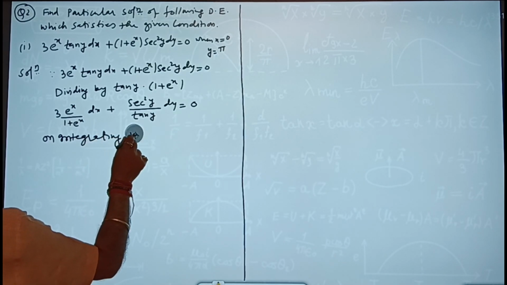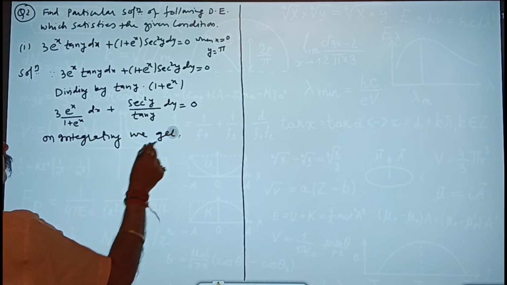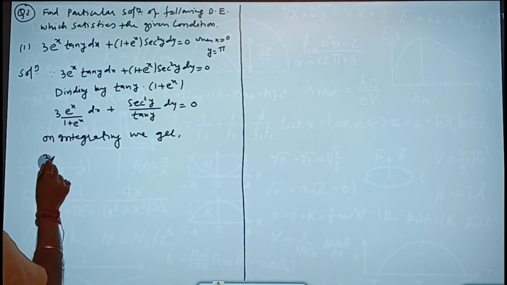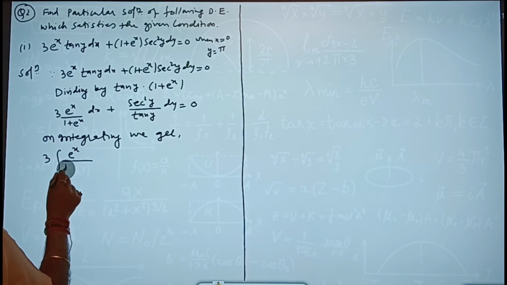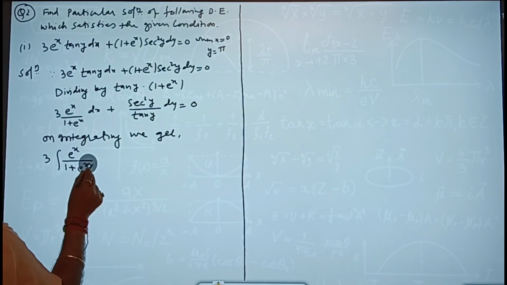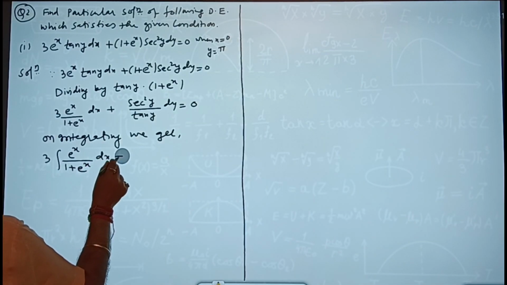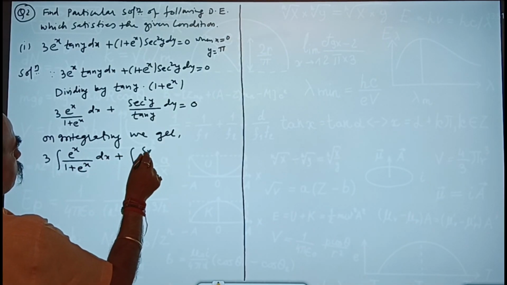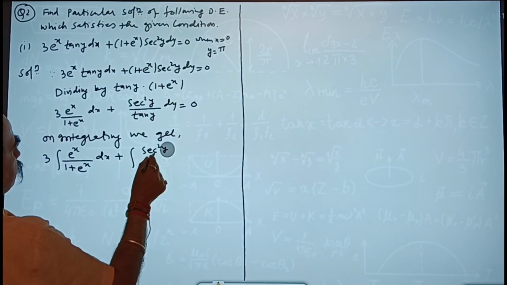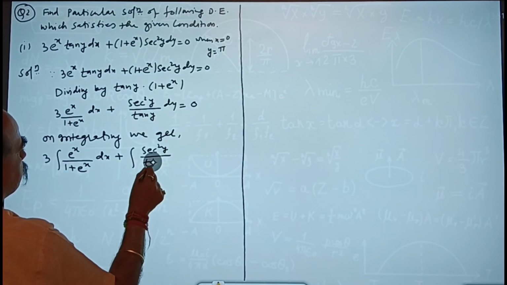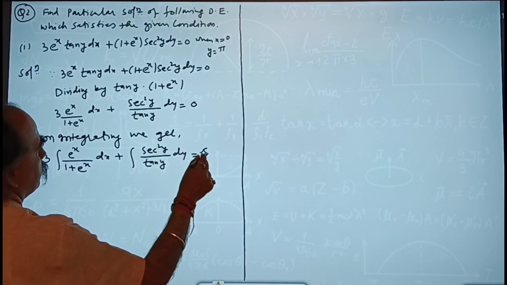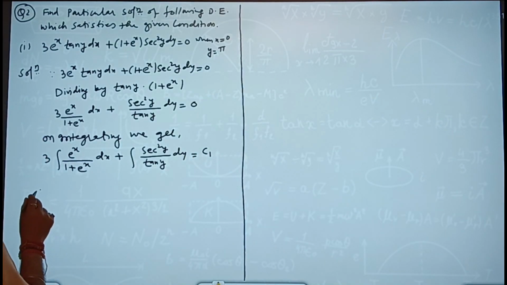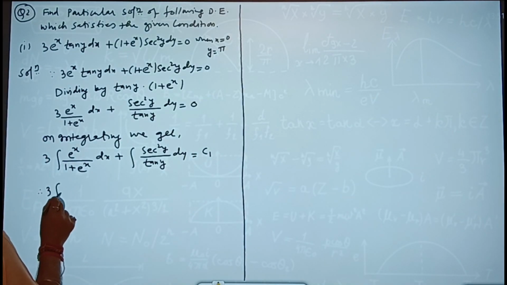On integrating we get 3 e raised to x upon 1 plus e raised to x plus sec square y upon tan y equals C1. Numerator is what? Derivative of denominator.